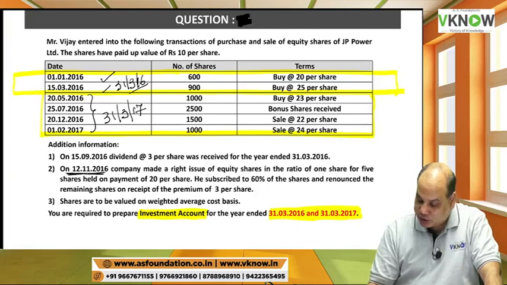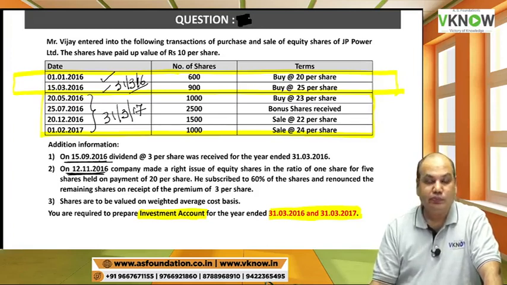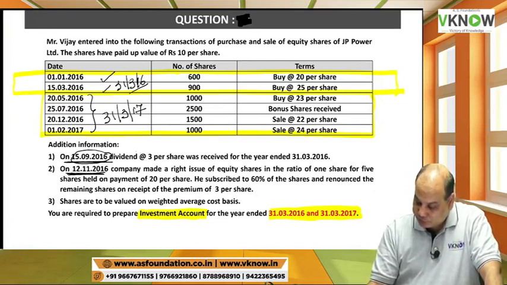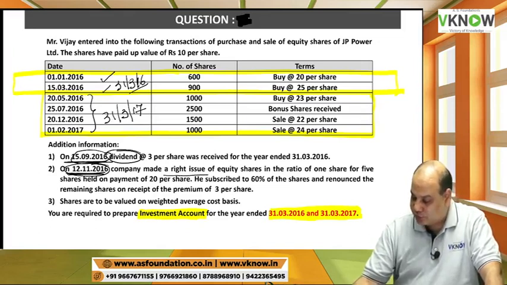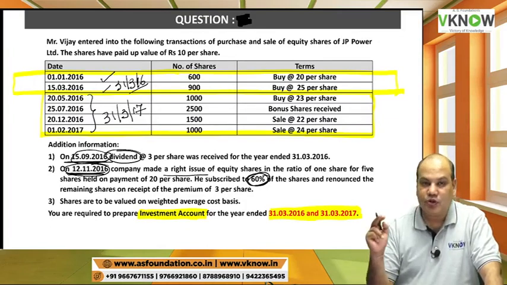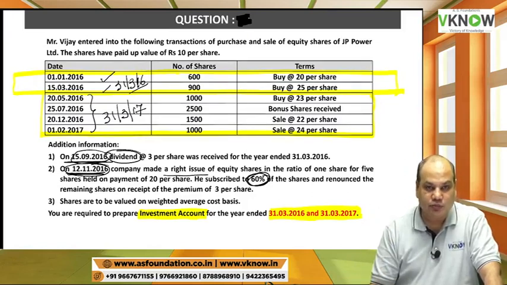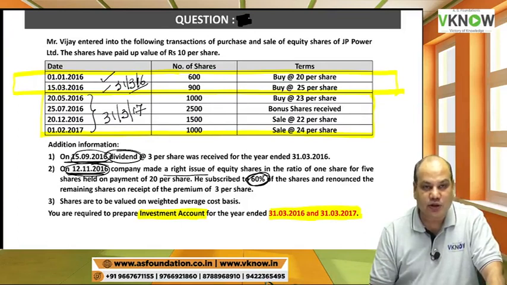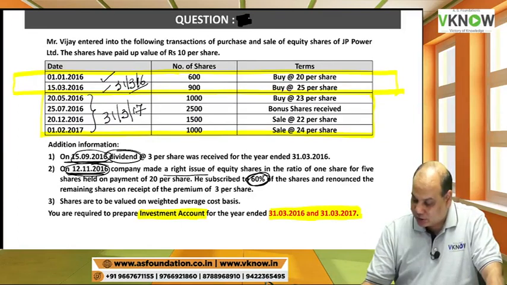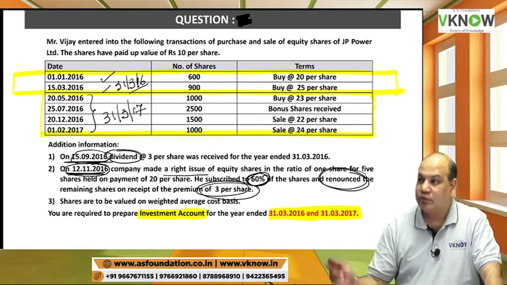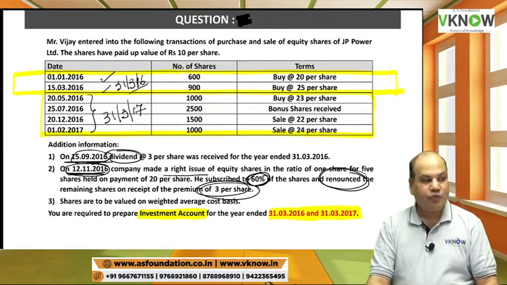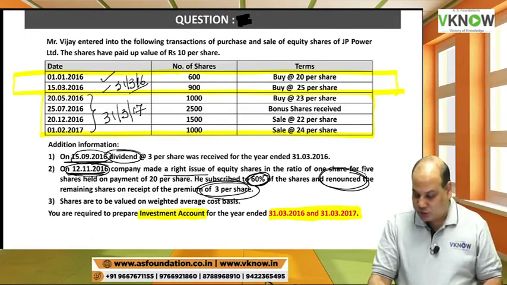Plus there are two more transactions. On 15 September, dividend will be received. Correct? And on 12th November 16, a right issue was made by the company. Mr. Vijay only subscribed 60% of the right issue. What did he do with the remaining 40%? He renounced it. At what rate? At rupees 3 per share.